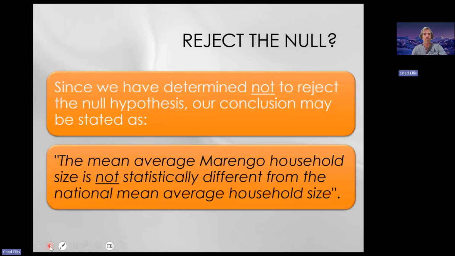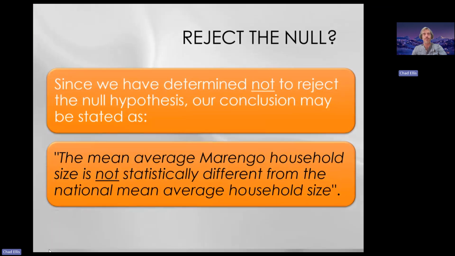So both by looking at the z-score compared to the critical value and by our p-value, we determined that we're going to not reject the null hypothesis. Therefore our conclusion is that even though we do see slight differences in the average household size in Marengo, it is not statistically significant different from the national mean average household size.